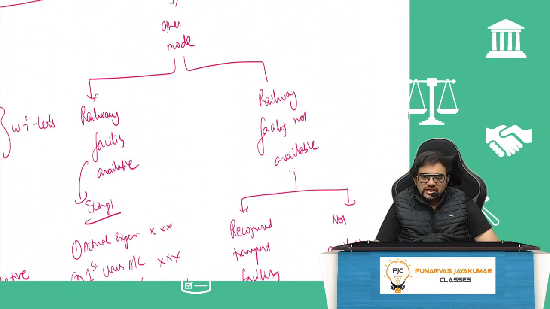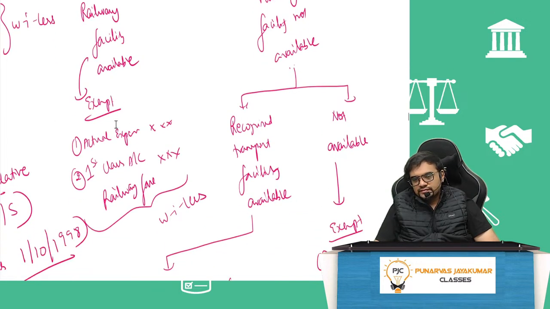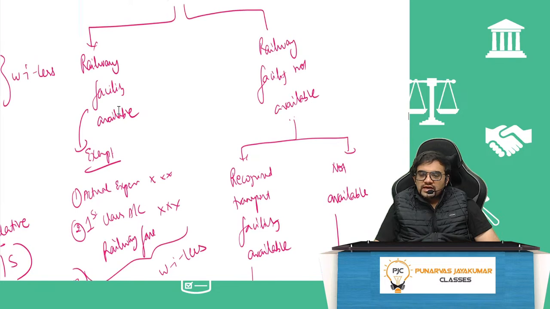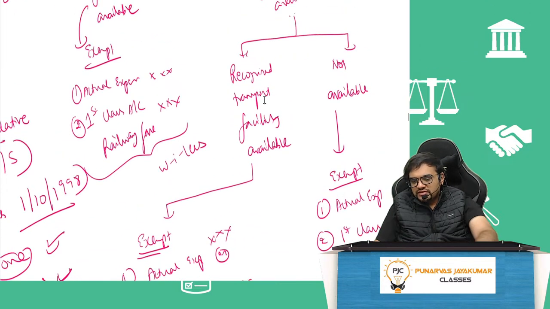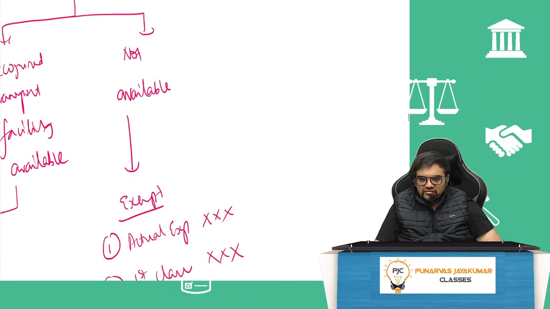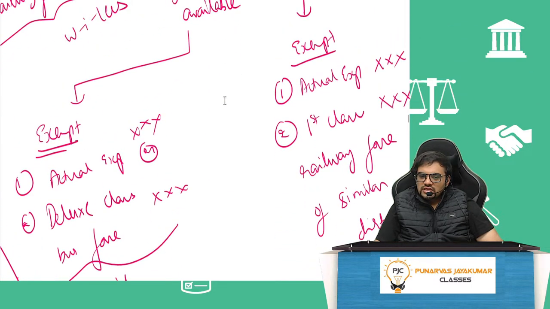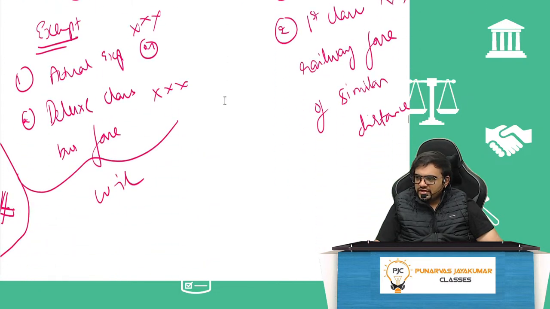For other modes than air, it can either be railway or railway facility not available. If railway facility is available, then actual expenses or first class AC railway fare, whichever is less. You have three tier AC, two tier AC, first class AC, like that. If railway facility is not available, then I should see whether recognized transport facility is available or not. If recognized transport facility is available, what is exempt? Actual expenses or deluxe class bus fare.